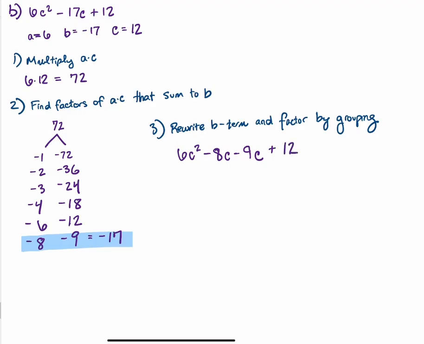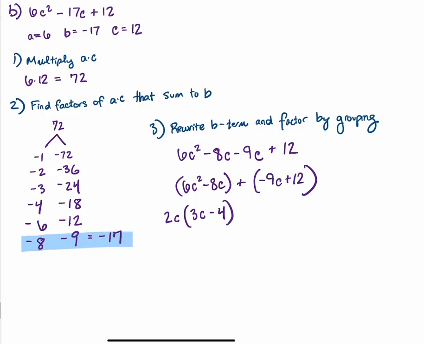So we have four terms. Let's put it into two sets of parentheses. 6c squared minus 8c plus negative 9c plus 12. Out of the first set of parentheses, they're both divisible by 2, and they both have a c. So that would leave us with 3c minus 4.